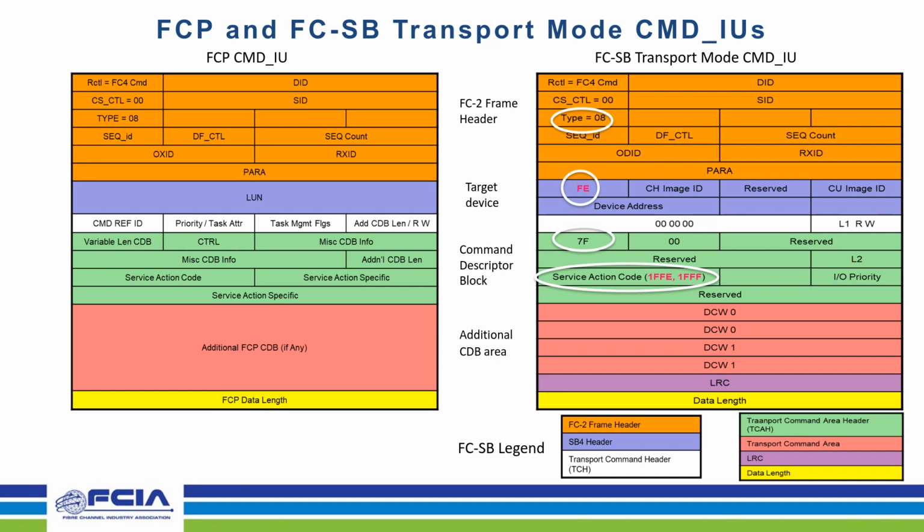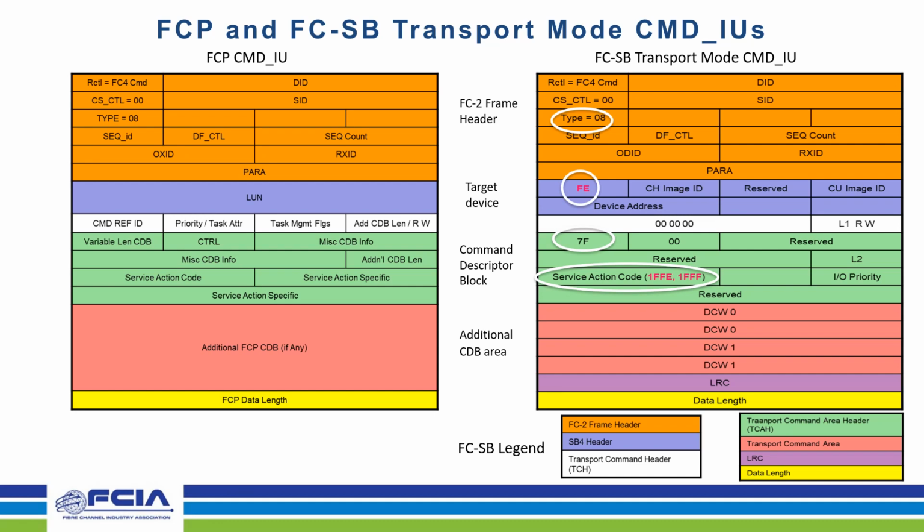The green area is the command descriptor block, and that's very similar. It is a command descriptor block and called that in both of them. And SB always uses a variable length CDB, so that's what the 7F in that first byte references. And then there were service action codes that were reserved in the SPC, the SCSI primary command specification, for SB's use. And the area in red is basically where the actual commands that are being transferred for SB are contained, but it's that additional CDB area.